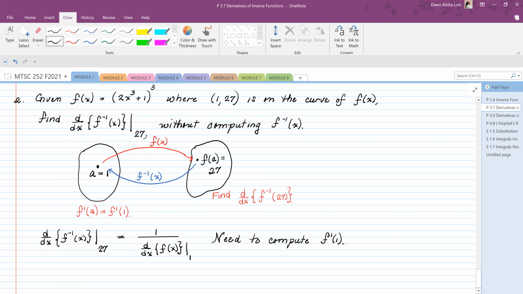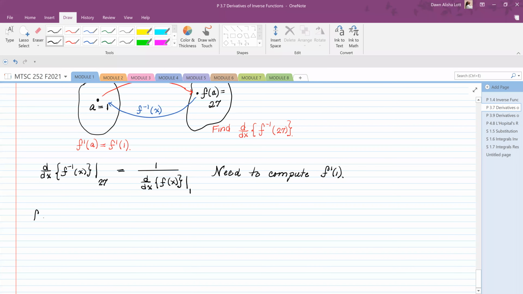f of x is (2x cubed plus 1) cubed. So what is f prime of x? How do I compute f prime? We would make use of the chain rule. Chain rule, excellent. Okay, you want to go ahead and do it? So if I remember correctly, the chain rule is f of x times the derivative of g of x times the derivative of f of x.